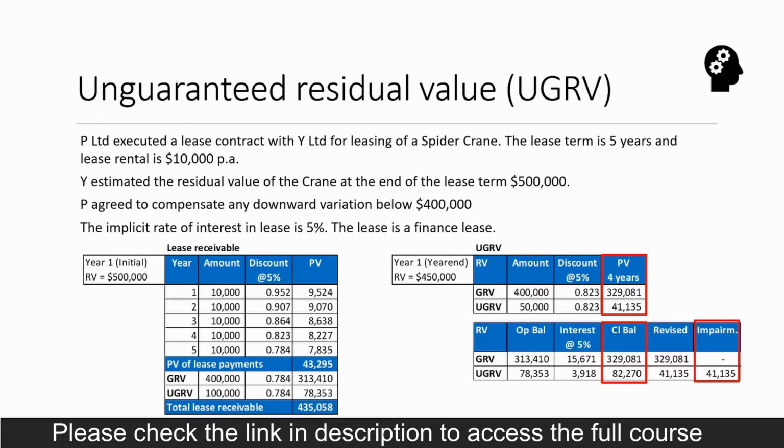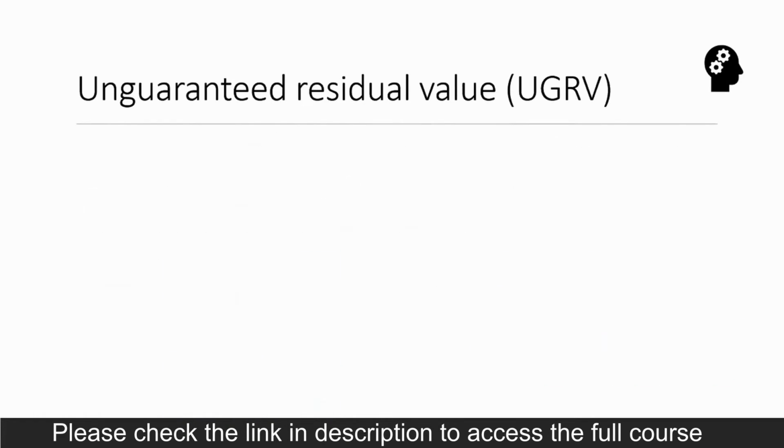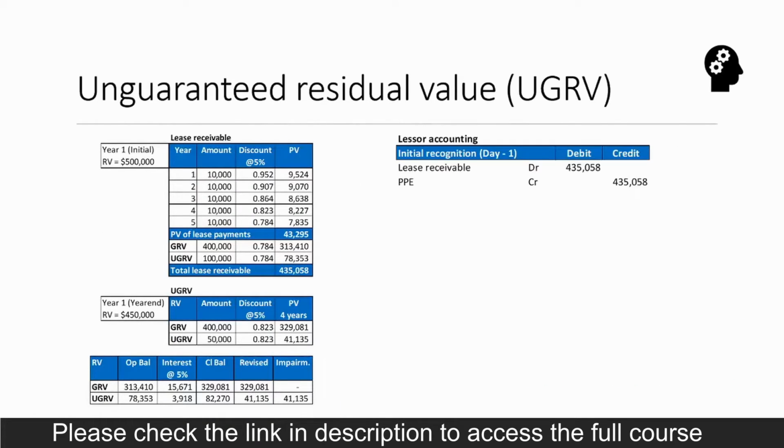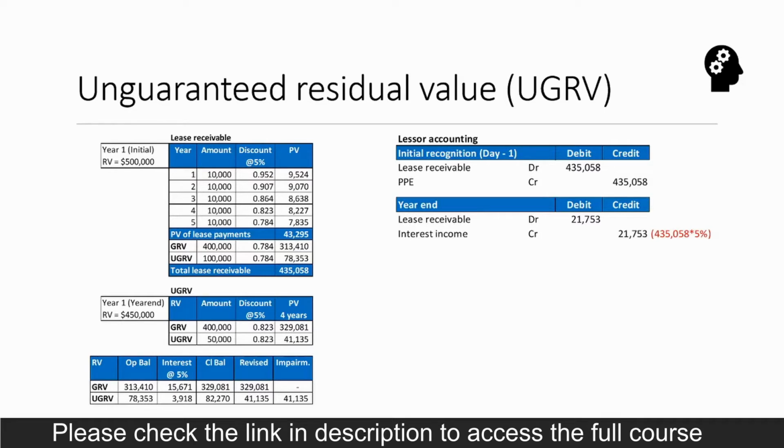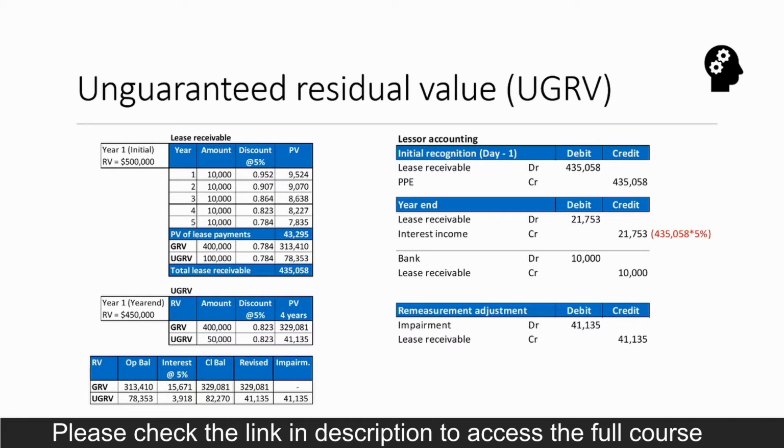Let's see the accounting entries also. On day 1, Y will de-recognize the PPE and recognize the lease liability. At year end, it will accrue the interest income which is calculated at 5%, account the lease rent for the first year, and account the impairment on unguaranteed residual value.